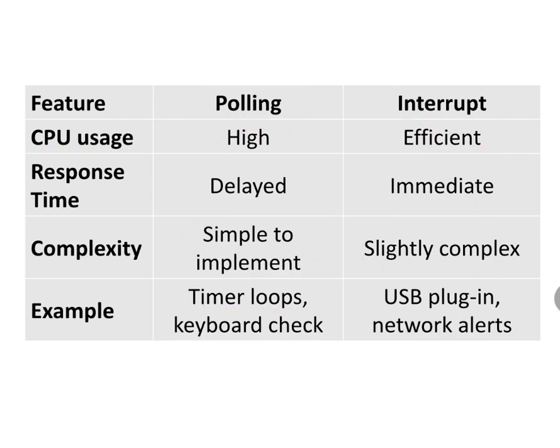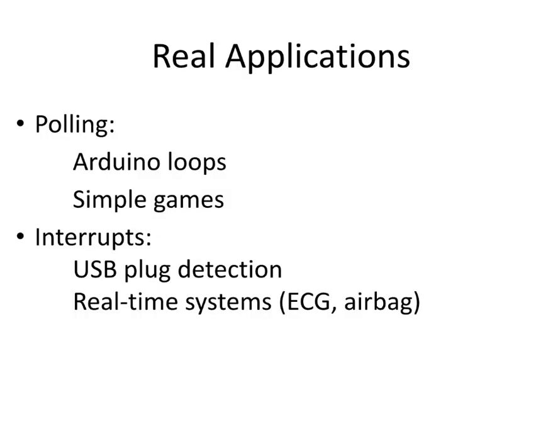Understood? So polling wastes time when nothing is happening, while interrupt is efficient. The CPU does other work and responds only when it's needed, right? In the real world examples I mentioned, polling appears in Arduino loops and simple games, where the system keeps checking again and again at a particular frequency. Interrupts appear in USB plug detection or real-time systems like ECG or the airbag system in your cars. So that is about polling and interrupt.